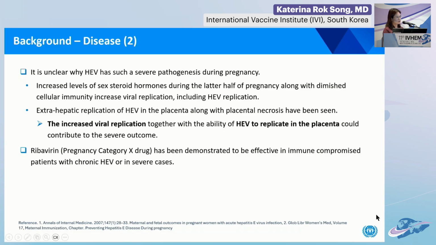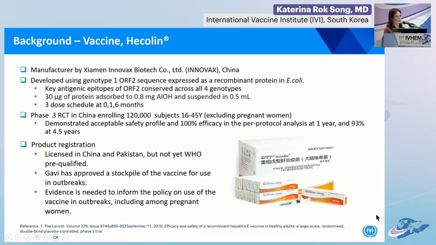There is an antiviral agent that is used for immune-compromised patients, but for pregnancy, because this is a category X drug, which causes teratogenicity, it's not usually used. For the pregnant population, the treatment is mostly conservative treatment.